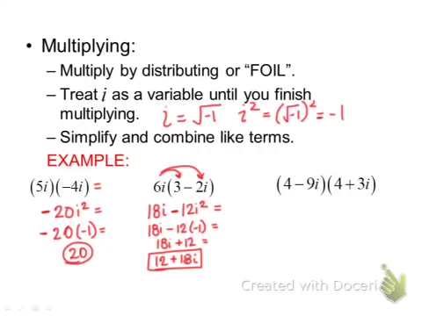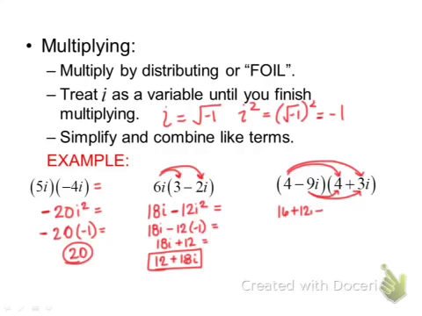Okay, now the second part we're going to do here is we're actually going to take the 4 minus 9i times the 4 plus 3i. And again, what am I going to do to get these multiplied together? I'm going to use my distributive property, or FOIL, as you would call it, so that I can multiply everything together. So let's see, we'll have 4 times 4, that's 16. And we'll have 4 times 3i, which is 12i.